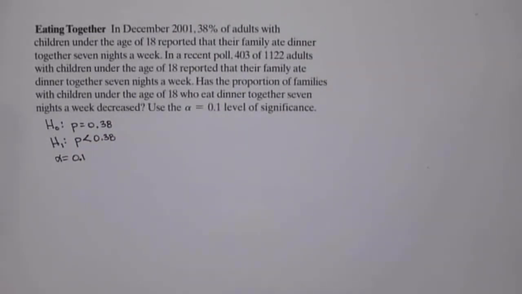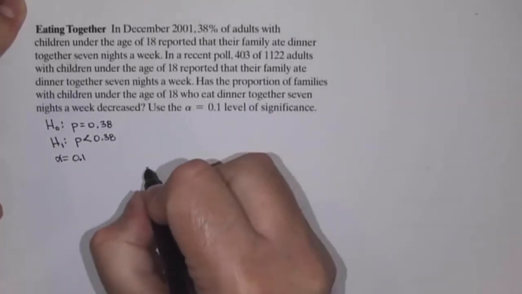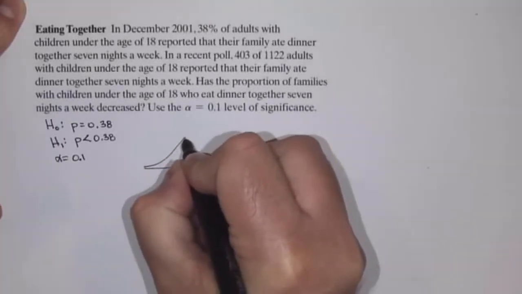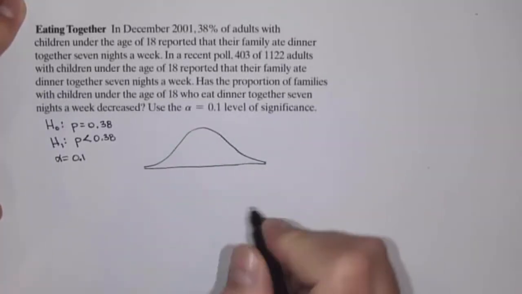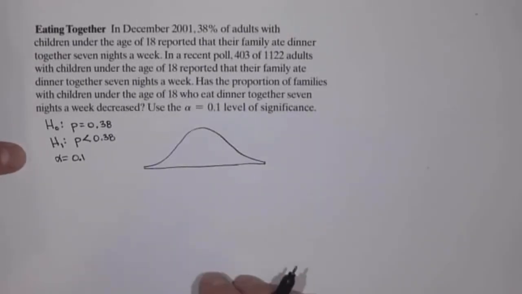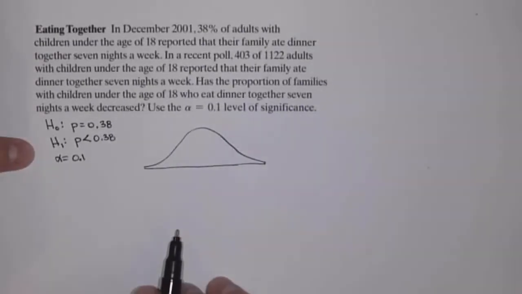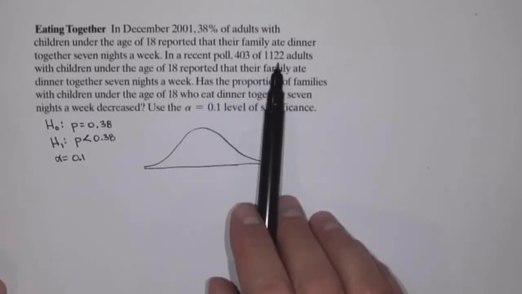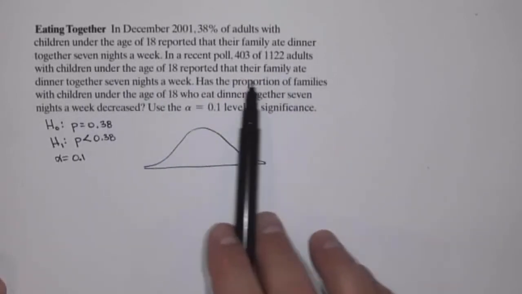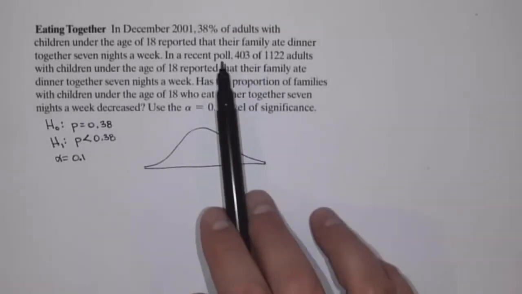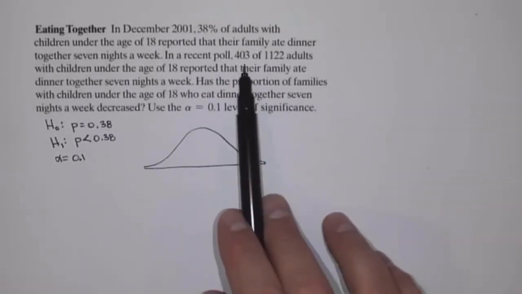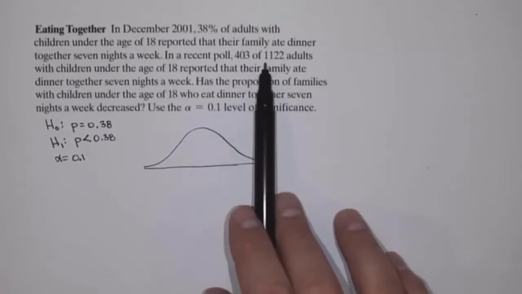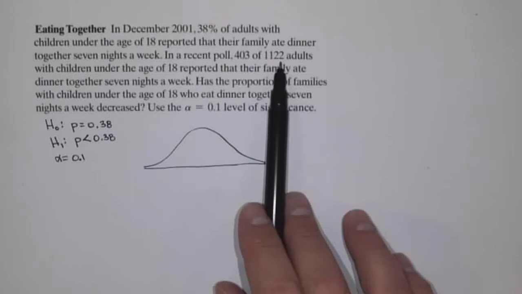So, how is this going to work? Well, with the classical approach, I'm going to begin by thinking about the normal distribution. And I need to make sure that I'm going to be able to use a normal distribution to model this scenario. So I have to make sure, do I have randomness? Well, it says in this particular case that we had a recent poll. 403 of 1,122 adults reported that they ate together 7 nights a week. Well, it doesn't specifically say that they use randomness, but I will assume that they randomly selected these 1,122 people so that we do have randomness.